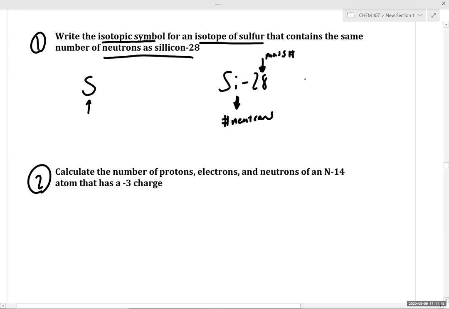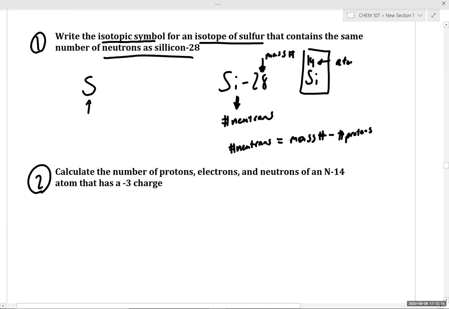So then, if we also look up silicon in the periodic table, what is silicon's atomic number? What is the number above silicon? 14. So then we can solve for the number of neutrons in silicon 28 by taking the mass number minus the number of protons.